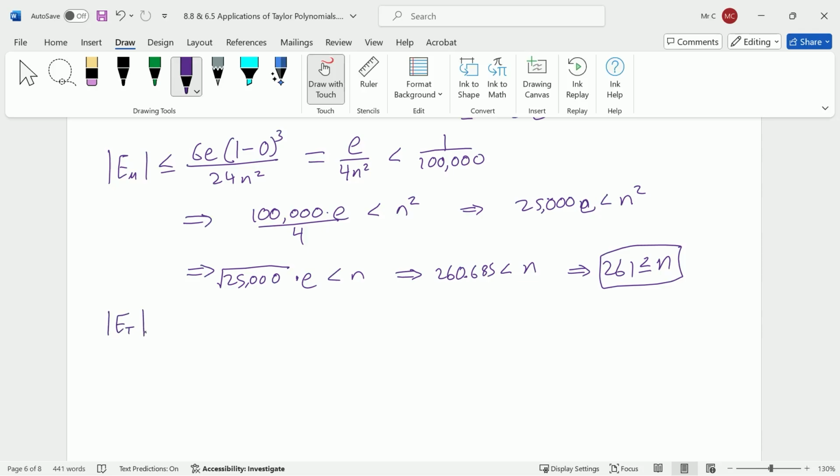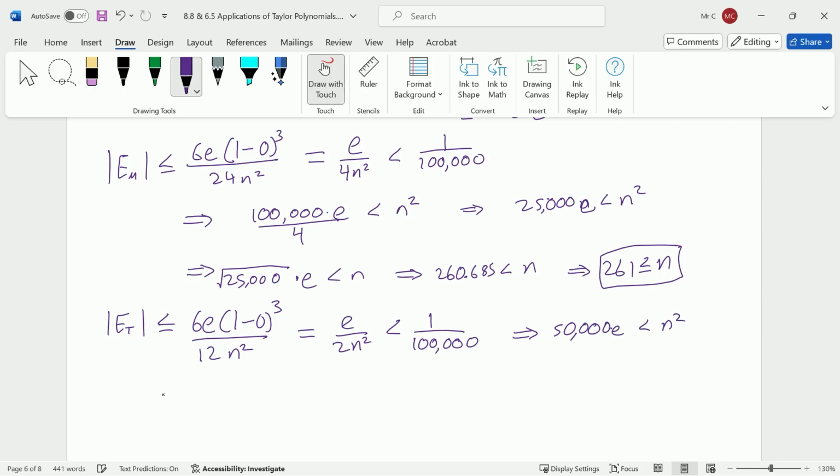Okay, now we look at the error for the trapezoidal rule, and it uses the same K value as the midpoint rule, so 6e, (b minus a) to the third power, which is 1 minus 0, but instead we divide by 12n squared. So this is going to be equal to e over 2n squared. That should be less than 1 over 100,000. So I multiply the 100,000 across and the n squared across, and what do I get? I get that 50,000 times e should be less than n squared.